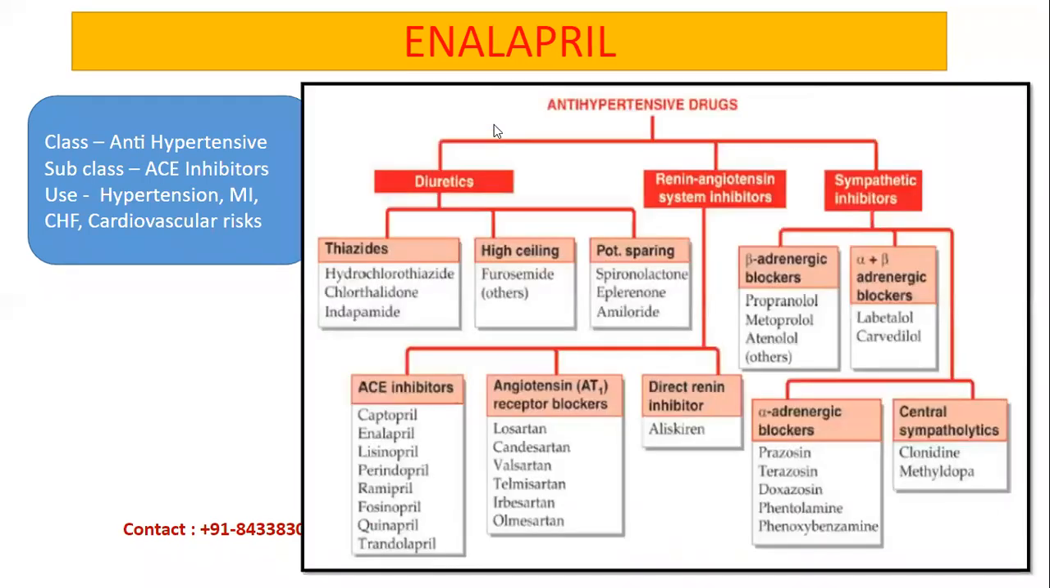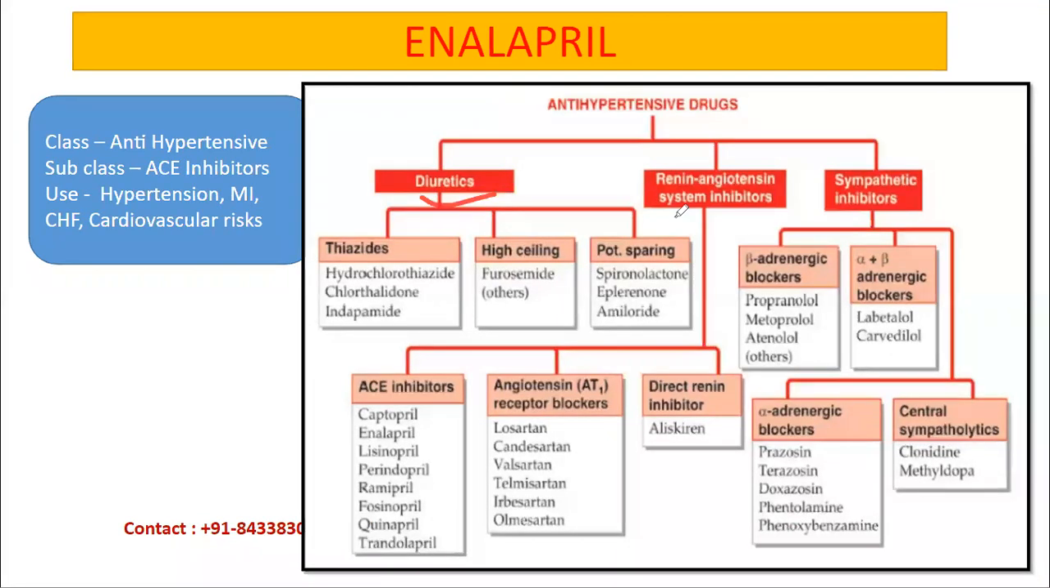Now, this is the classification of antihypertensive agents, antihypertensive drugs, sorry. Here we have diuretics, renin-angiotensin system inhibitors, and sympathetic inhibitors. And just now we saw the renin-angiotensin system, and ACE inhibitors come under this class. In ACE inhibitors, we have all those drugs that end with the term pril. So you can easily remember the names of all these drugs. They have the term pril at the end.